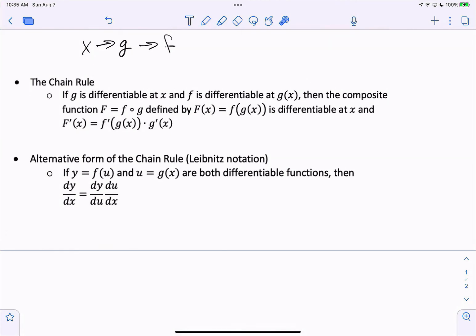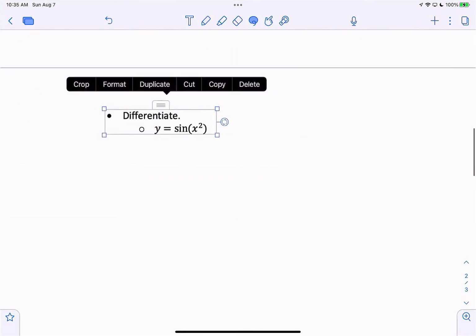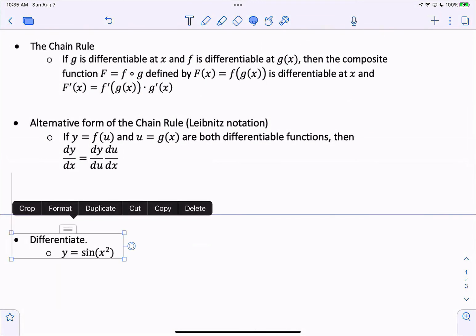It's in Leibniz notation. So y is f, so the outside function, and u is g, and so the inside function. Then dy/dx, that is, when x changes, the change in the outside function is the product of y changing when u changes and then u changing when x changes. These are saying exactly the same thing. We're not going to see a proof of this, and I don't want you to spend too much time thinking about what these symbols are saying right now.